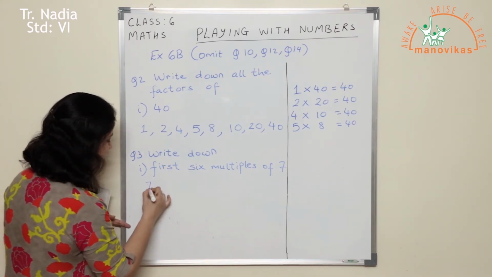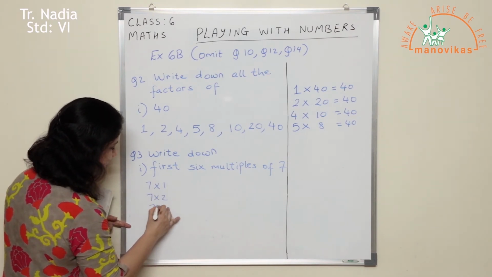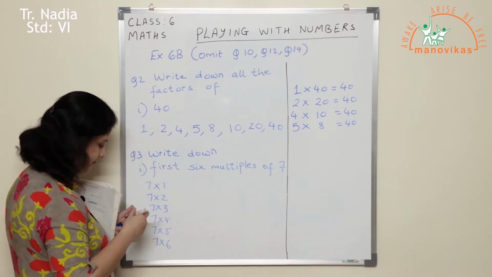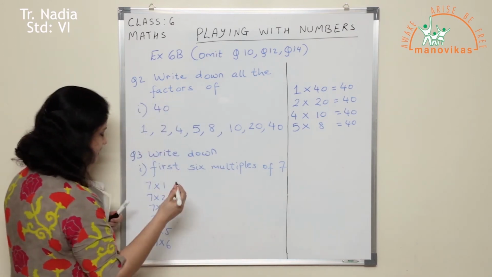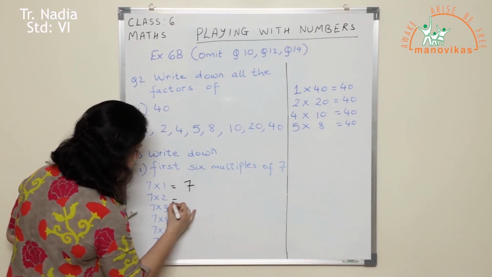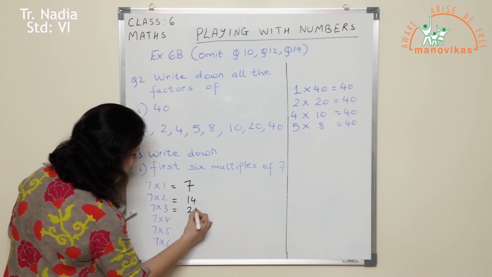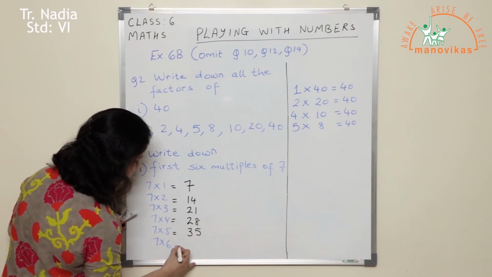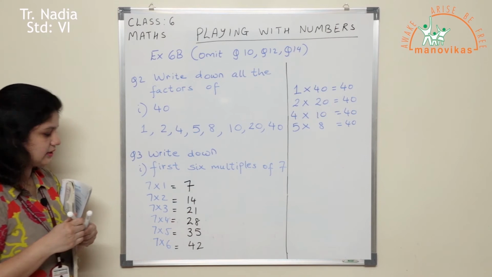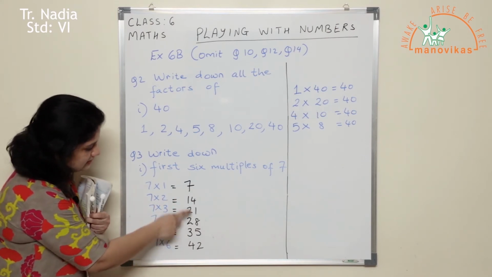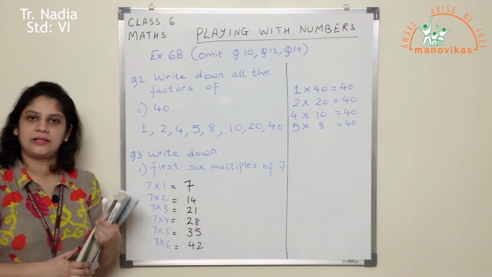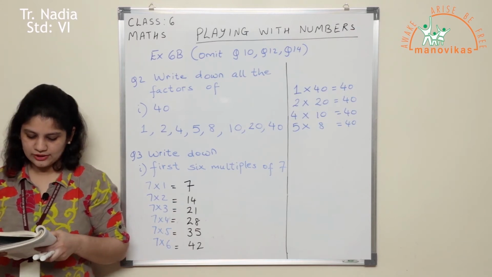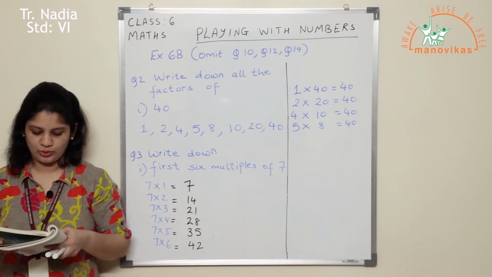So first 6 multiples of 7 will be 7 1s, 7 2s, 7 3s, 7 4s, 7 5s and 7 6s. So let us make a list of the first 6 multiples of 7. 7 is the first multiple, 14 is the second, 21 is the third, 28 is the fourth, 35 is the fifth and 42 is the sixth multiple of 7. So these numbers which I have written in black are the first 6 multiples of 7. So basically I am just writing the 7 times table. In the same way you will solve the second and third sub question of question 3.